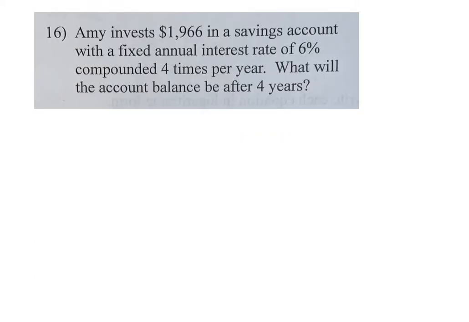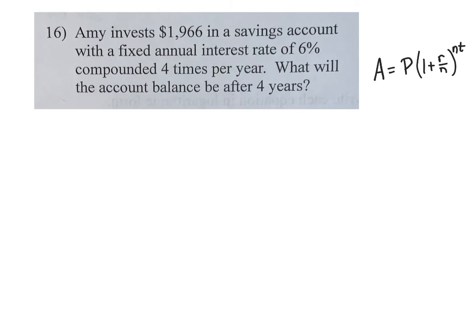So you'll have 2 different types of problems. You'll have compounded a certain number of times a year and then compounded continuously. And so you do have to know these formulas. So your amount that you have is going to be your principal times 1 plus your rate over the number of times that you compound, all raised to the number of times your years.